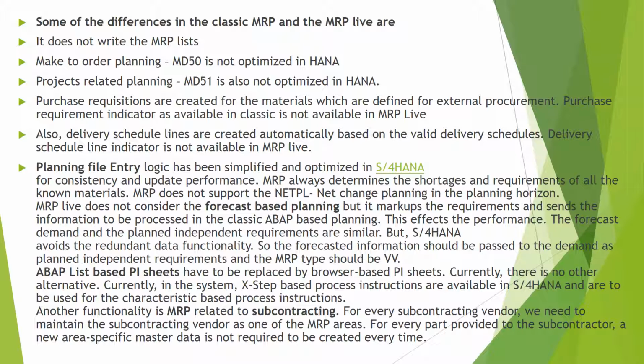Another functionality is MRP related to subcontracting. For every subcontracting vendor, we need to maintain the subcontracting vendor as one of the MRP areas. For every part provided to the subcontractor, new area specific master data is not required to be created every time. Okay, these are the changes from the classical. These are the advantages or changes of MRP Live over the classical MRP.